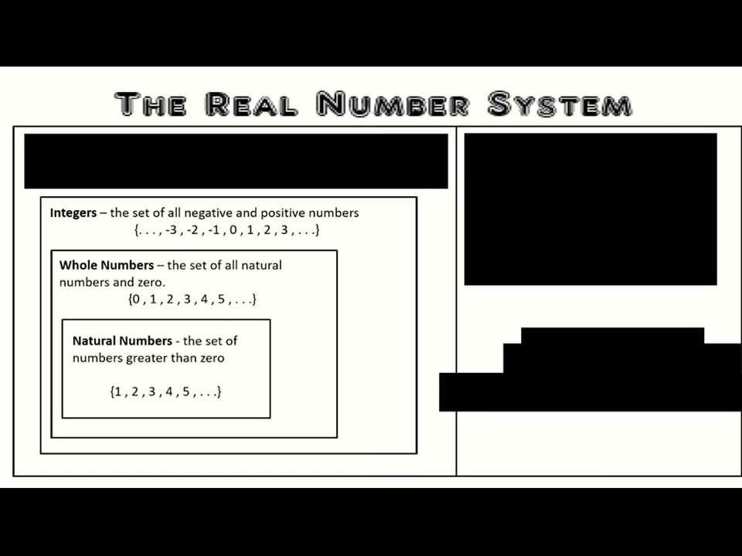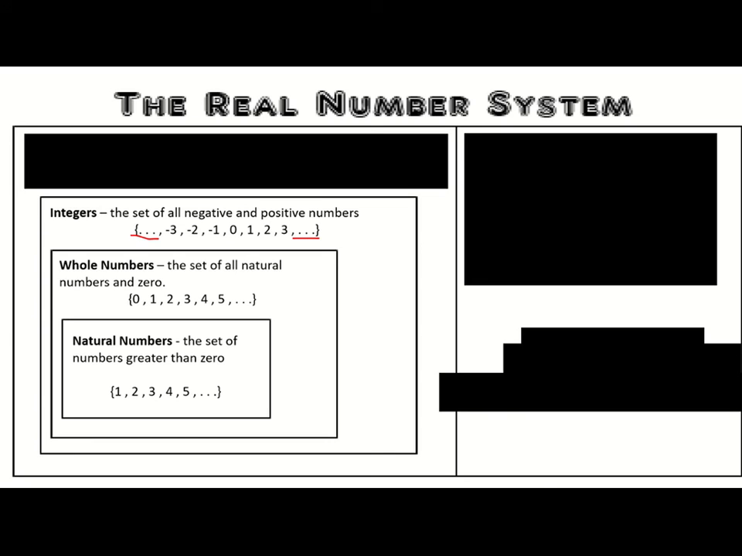The third type of number is what we call an integer. An integer is a set of all negative and positive numbers. So if you take a look at the subset that I have written, we have -3, -2, -1, 0, 1, 2, 3. Notice we do have the dots, meaning it will go backwards and forwards. Those are just a few of the examples.